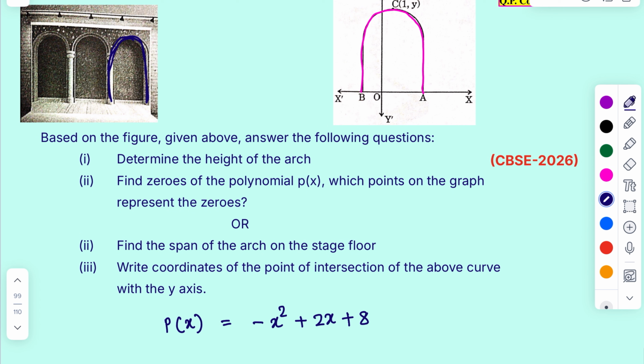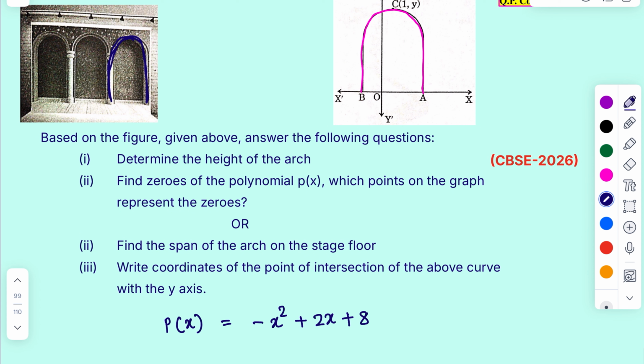And the third part, or second bit you can write, is find the span of the arc on the stage floor. What is the span? If you see the graph here, the distance between point A and point B will give you the span of the arc. This is called the span of arc. Span of arc is AB. So we can write span of arc is equal to AB, which will be equal to the distance between these 2 points.